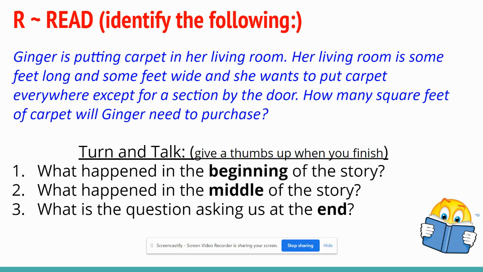But then at the end of the story, it's saying how many square feet of carpet will Ginger need to purchase? So if you're a fourth grader or a fifth grader, you should understand that this question is probably talking about a concept that you spent a lot of time talking about in third quarter.